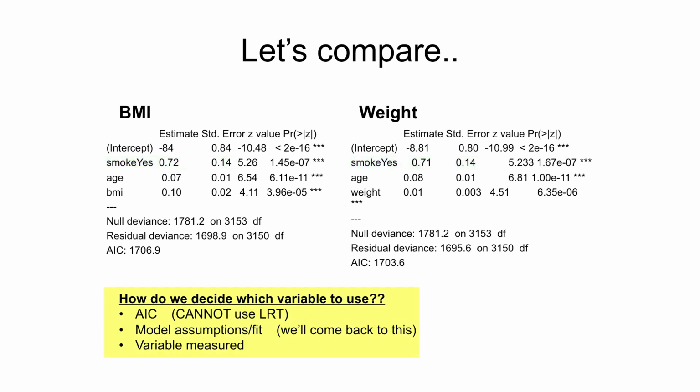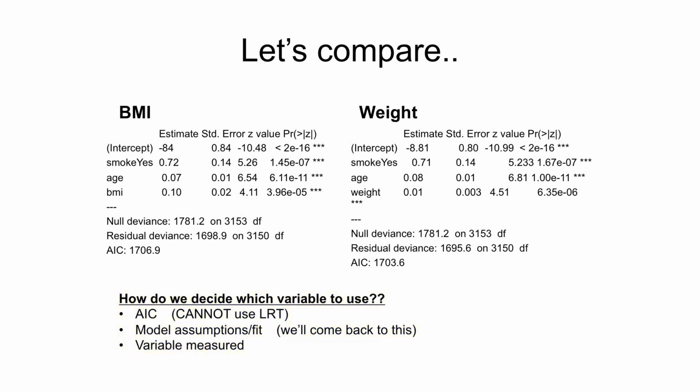We could compare the AIC of the two models. So remember that we can't use the likelihood ratio test because these aren't nested models. We can see that the AIC is slightly lower with the weight model compared to the BMI model, so we may want to go with weight. We could also check to see which best meets our model assumptions, which we'll discuss in an upcoming tutorial. It could also depend on how the variable is measured, or things like which is more recognizable or theoretically important.